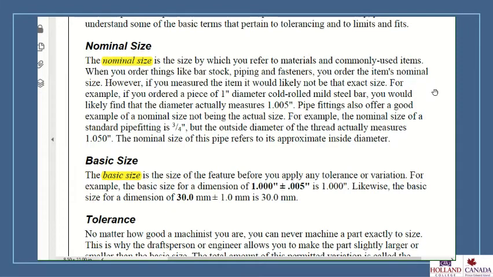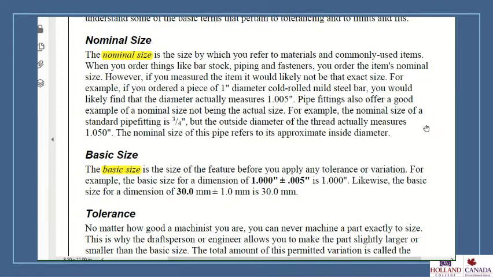Pipe fittings also offer a good example of a nominal size not being the actual size. For example, the nominal size of a standard pipe fitting is 3/4 of an inch, but the outside diameter of the thread actually measures 1.050 inches. The nominal size of this pipe refers to its approximate inside diameter. So nominal size is how you refer to the item, like a 2x4. A 2x4 isn't a 2x4 if you measured it.